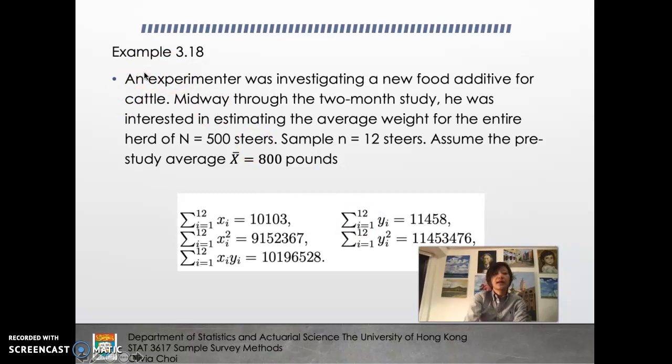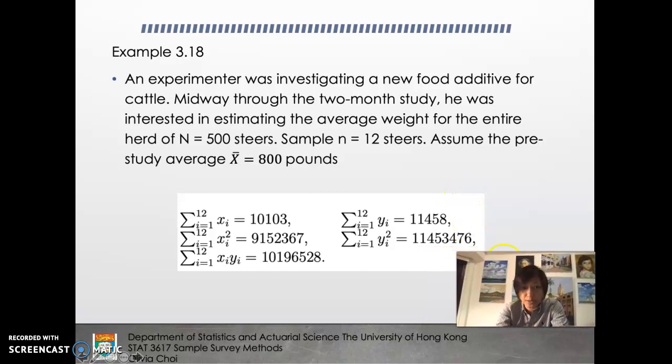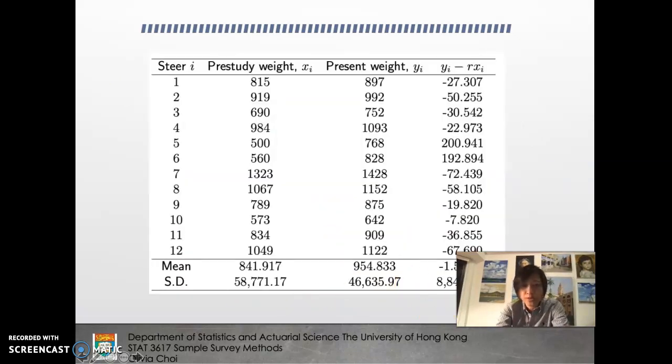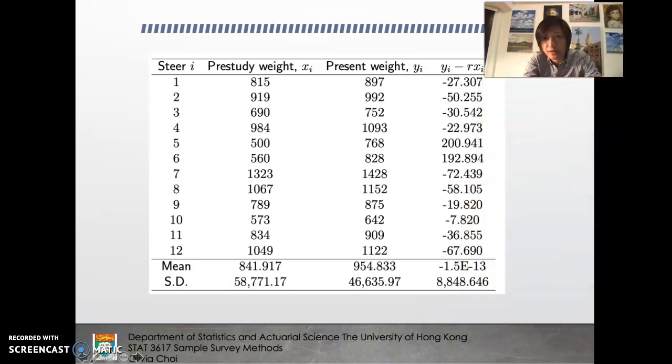Example 3.18. An experimenter was investigating a new food additive for cattle. Midway through the 2-month study, he was interested in estimating the average weight for the entire herd of 500 steers. But he decided to only sample 12 of them. So we have a sample size of 12, and we are given the true population X bar average is 800 pounds. Again, we're given a whole set of the summary of the data. And also, we were given the 12 samples data.